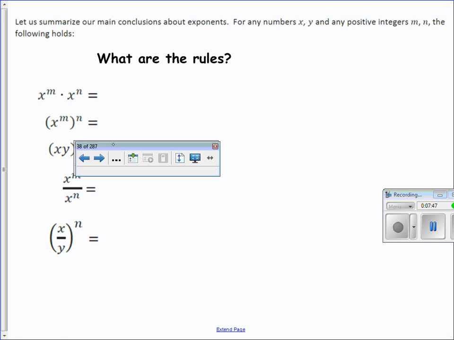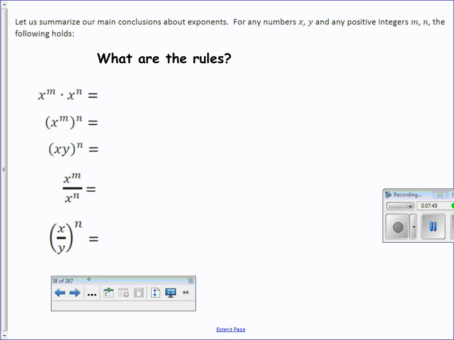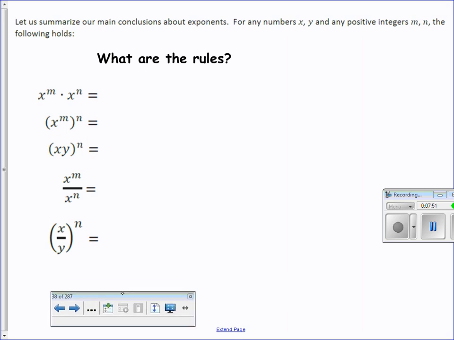Now I would like to go over my rules. This is a summary of my rules. When I take a look at the first one, x to the m times x to the n, keep the base and add your exponents. X to the m plus n.